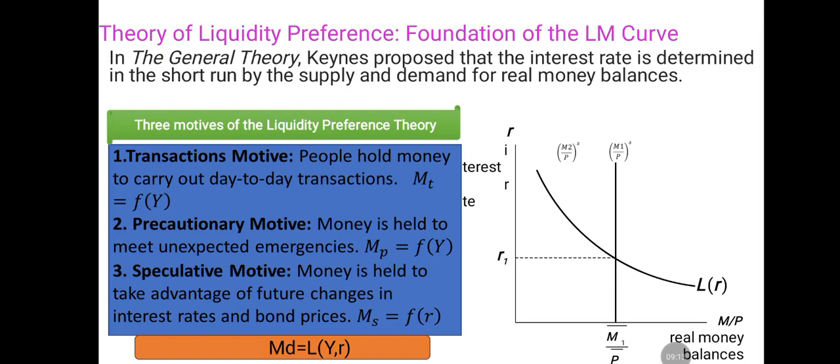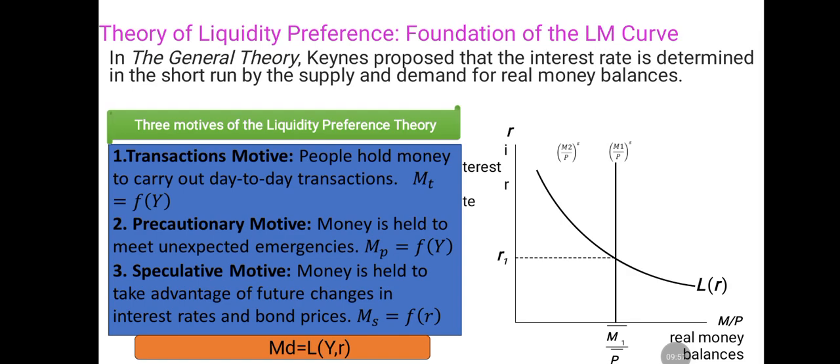Now we move towards the LM curve, which is derived through the liquidity preference theory. This theory was also presented by Keynes. According to Keynes, there are three motives to hold money demand. First is the transaction motive. The transaction motive means people hold money to carry out daily transactions, and it is a function of income. And the precautionary motive means people hold money to meet unexpected emergencies. It is also a function of income.